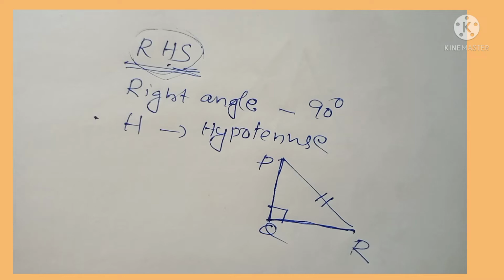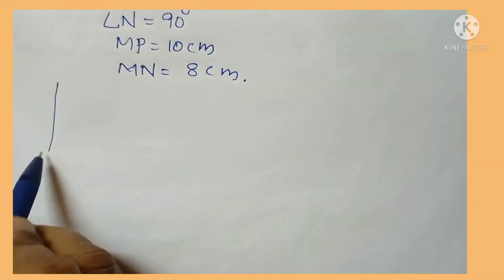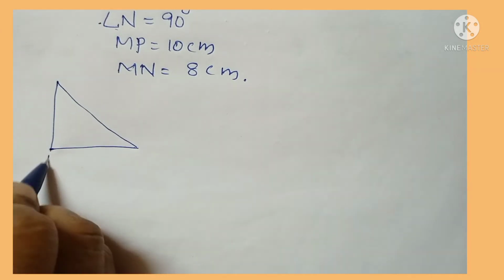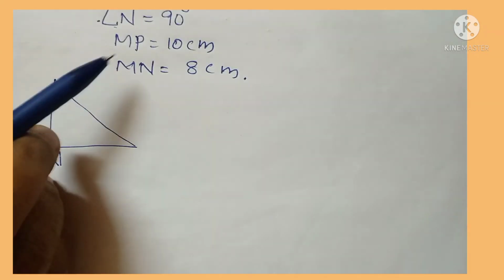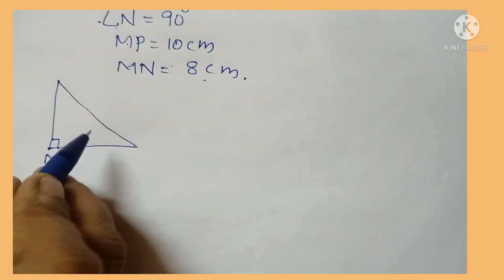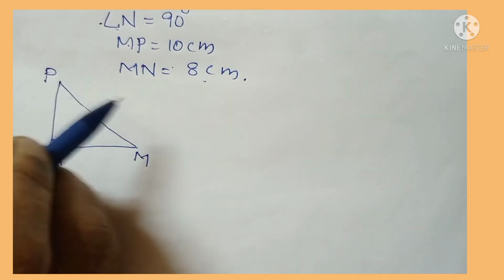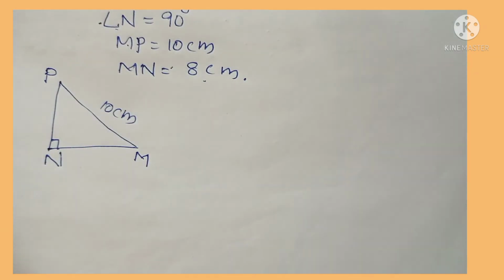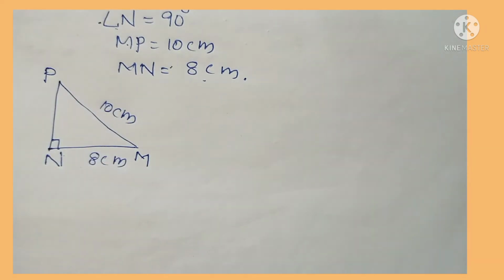Then how can we construct? First of all, we want to draw a rough figure. Here this is a rough figure and it is given that angle N is equal to 90 degree. So this is the angle N and it is measured as 90. Then MP is 10 centimeter. So this is the hypotenuse and the measure is 10 centimeter. And MN is 8 centimeter. Then how can we construct this triangle?